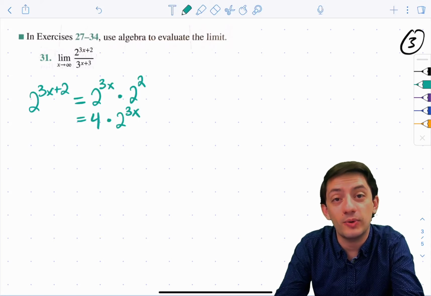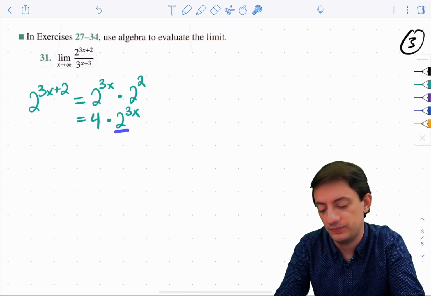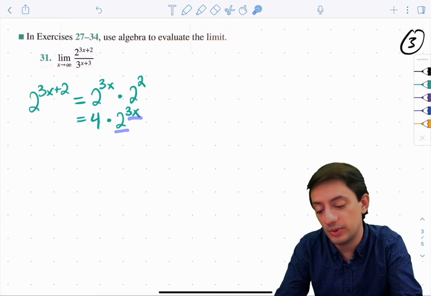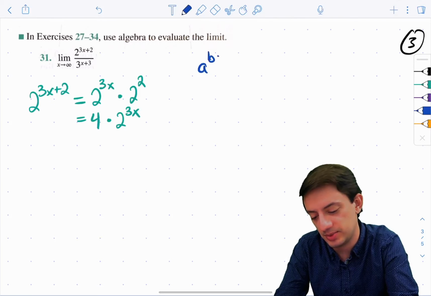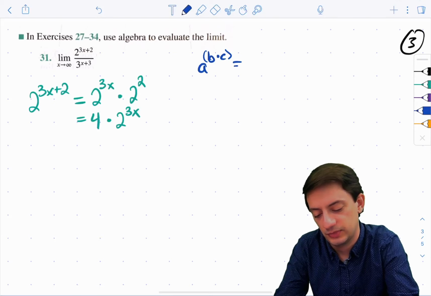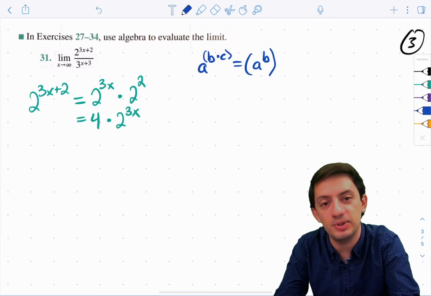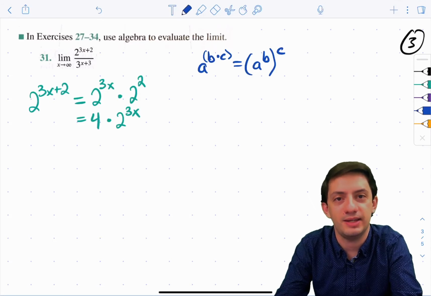But this is still not quite simple enough. I want just a number to the x. So now we use the rule that says if I have a to the b times c, I can think about this as a to the b first, then to the c.